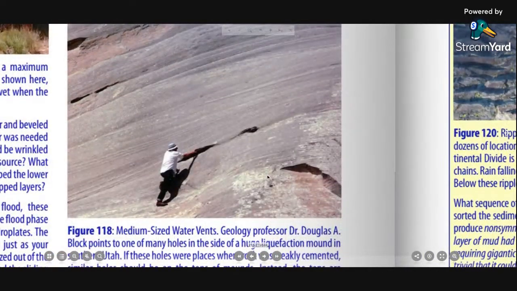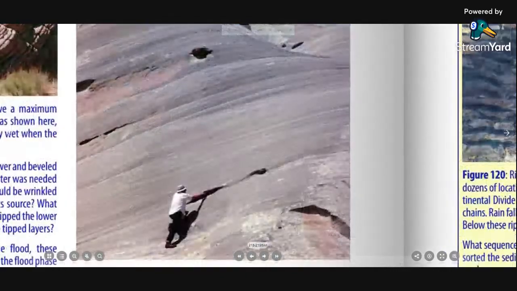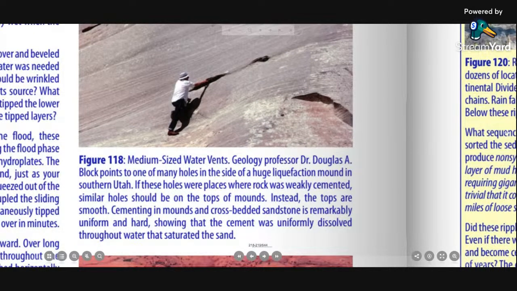Medium-sized water vents. Geology professor Dr. Douglas A. Block points out one of many holes in the side of a huge liquefaction mound in southern Utah. If these holes were places where rock was weakly cemented, similar holes should be on the tops of the mounds. Instead, the tops are smooth.